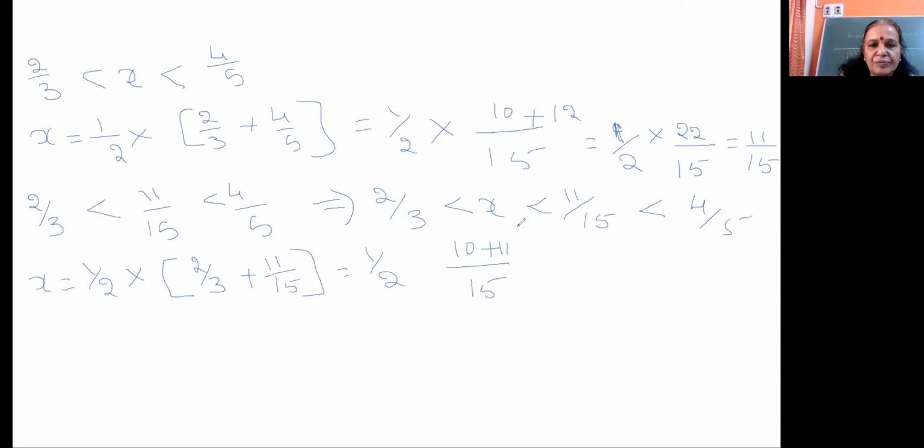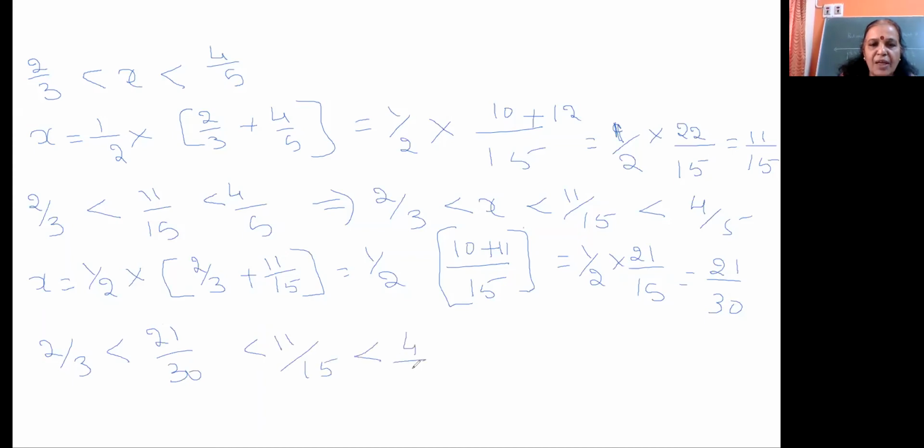That is half into 21 by 15 is equal to 21 by 30. Now you have found one more rational number in between these two, that is 21 by 30, less than 11 by 15, less than 4 by 5. Here you have found two rational numbers.